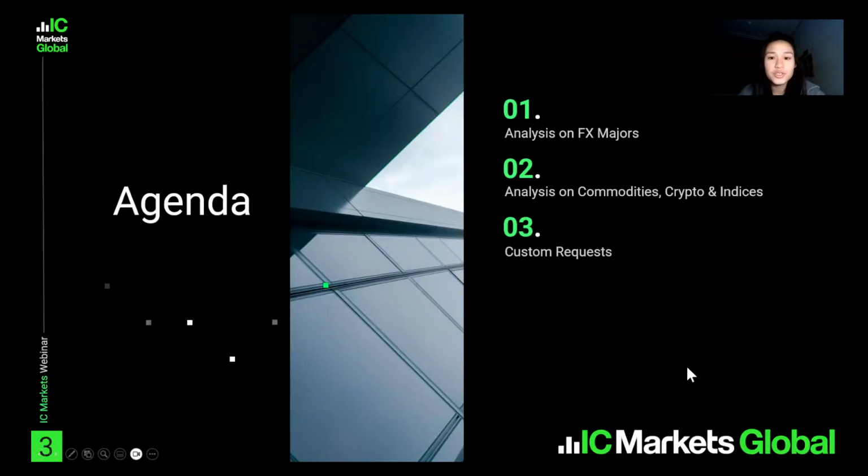Here's our agenda for today. We'll start off by looking at some FX majors first, and then we'll look at commodities, crypto and indices, and any custom requests.